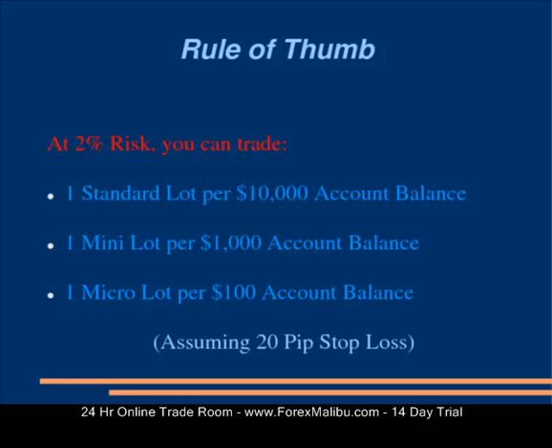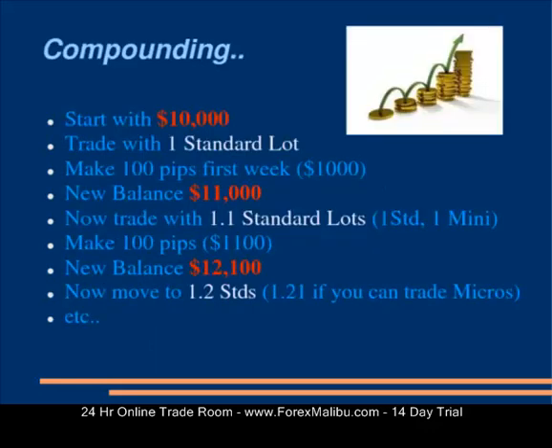So let me take you through something here. Say you start with a $10,000 account. Then you can trade with 1 standard lot. Now, say you're consistent, you make your 100 pips for the week, or 20 pips a day, 5 days, make 100 pips a week. So that 1 lot made you $1,000. Now your account balance is 11,000.